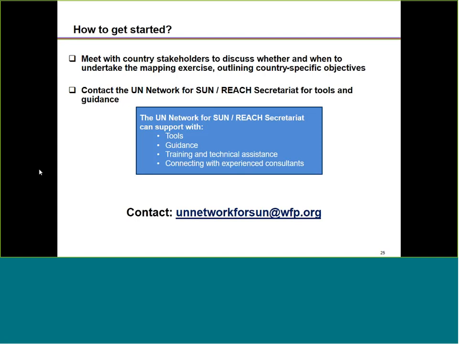After gaining consensus and buy-in at the country level for the exercise, you can contact the UN Network REACH Secretariat for tools, guidance material, terms of reference, and budget templates for the exercise. These materials have been developed for both the Excel and DHIS2 versions of the tool and are available in both French and English. Furthermore, the Secretariat is available to provide training on the tools and provide technical guidance throughout the mapping process. We also have helped countries connect with consultants who are trained on the tools and have experience conducting the mapping in other countries. For requests, please contact the Secretariat at unnetworkforsun@wfp.org. You can see the email address currently on your slide.